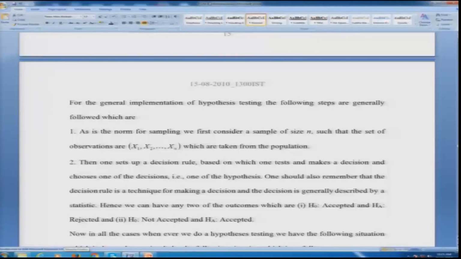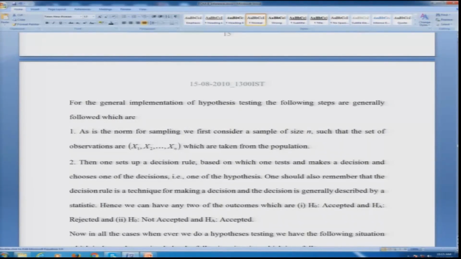Now, generally, how do you do that? For the general implementation of hypothesis testing, we follow these steps. As is the norm in sampling, we first consider a sample of size n and pick up sample observations capital X1 to capital X suffix n.